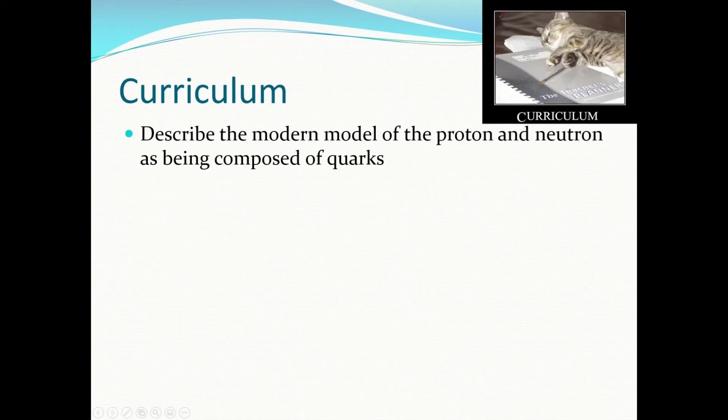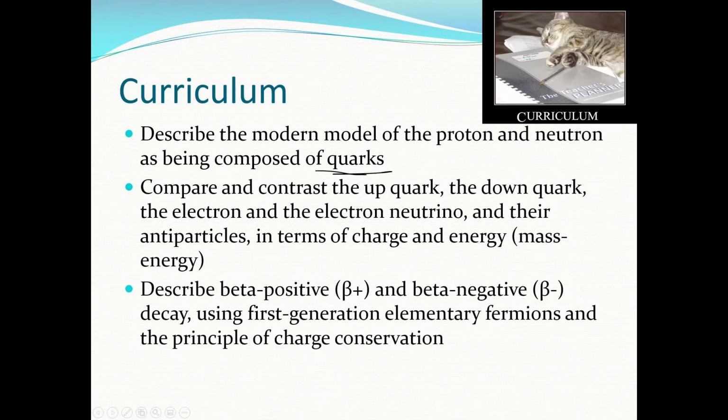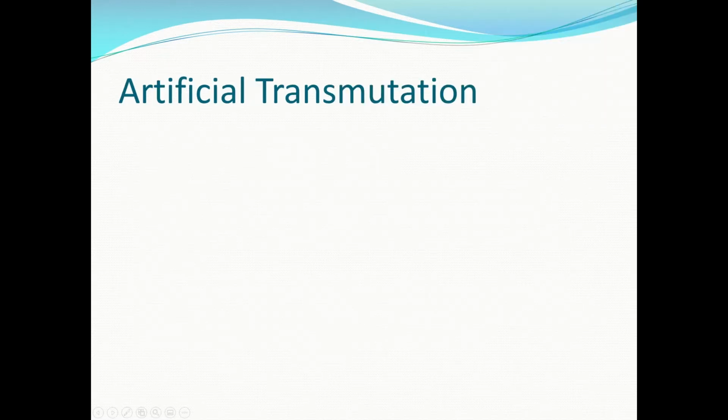Describe the modern model of the proton and neutron being composed of quarks. So quarks is a new term that we'll talk about in this lesson. Compare and contrast up quark, down quark, the electron neutrino, and their antiparticles in terms of charge and energy. And describe beta positive, beta negative decay using first generation elementary fermions. So we'll talk about what these words mean right here. Okay, let's get started. So, artificial transmutation.